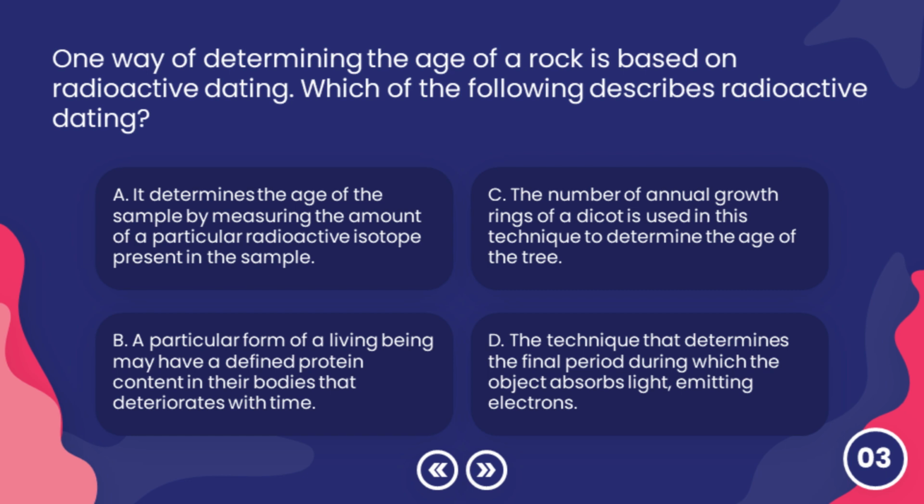A. It determines the age of the sample by measuring the amount of a particular radioactive isotope present in the sample. B. A particular form of a living being may have been defined a protein content in their bodies that deteriorates with time. C. The number of annual growth rings of a dicot is used in this technique to determine the age of the tree. Or letter D. The technique that determines the final period during which the object absorbs light emitting electrons.